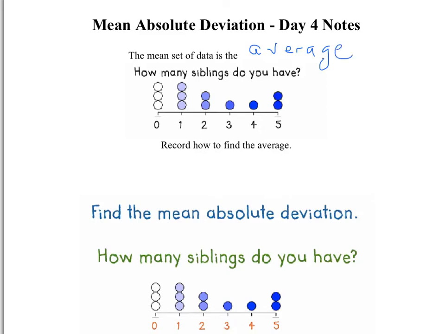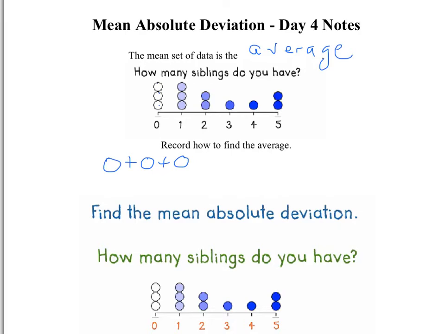So we're going to look at this set of data first, and it says: how many siblings do you have? Record how to find the average. The first thing we're going to do is look at how you find the average. So we have 3 people with 0 siblings. So we're going to say 0 plus 0 plus 0.